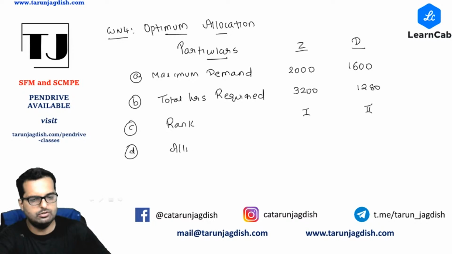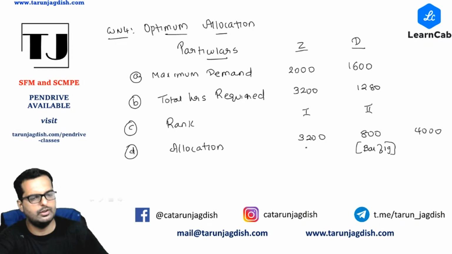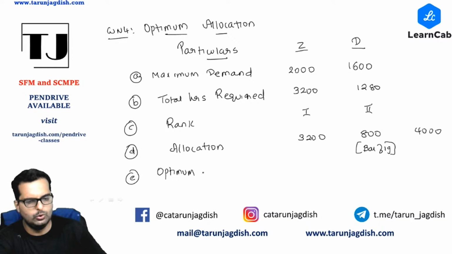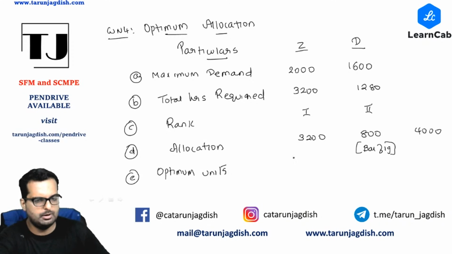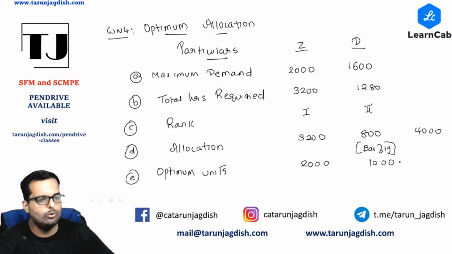Okay. So based on this, what should be the hours that we should allocate over here? 3200 and only 800 over here. 800 is nothing but the balancing figure, because total hours what we are having is how much? 4000. Okay. So optimum units would be 3200 divided by 1.6, that is 2000 units for the first one. 800 divided by 0.8, only 1000 units should come over here.